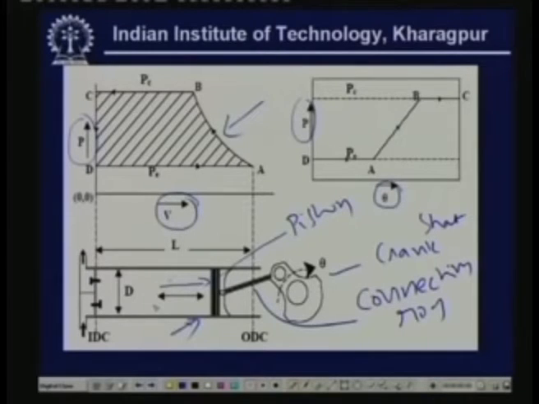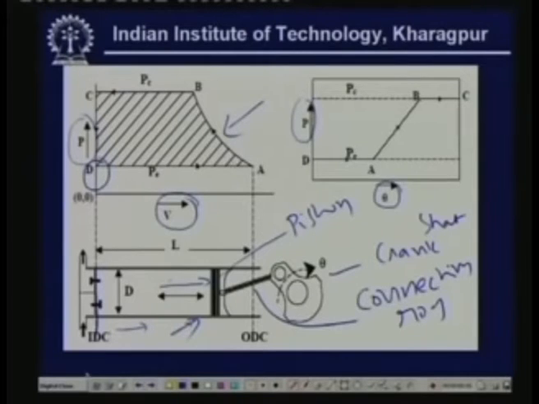Since this is a compressor without any clearance, when the piston starts moving in this direction, that means from the inner dead center IDC, there will not be any gas left in the compressor. That means the suction stroke starts right at this point, at point D. When the suction stroke starts, the volume inside the cylinder is 0. That is what is known as a compressor without any clearance.